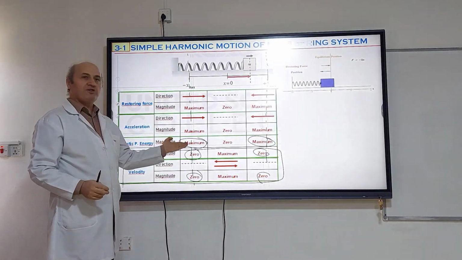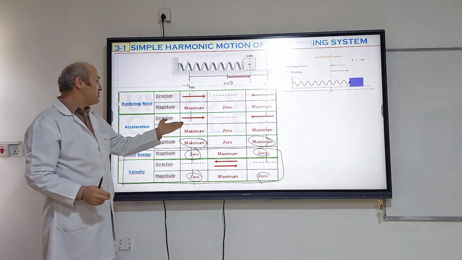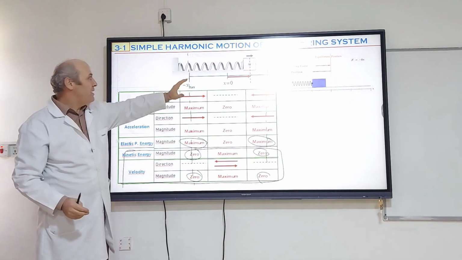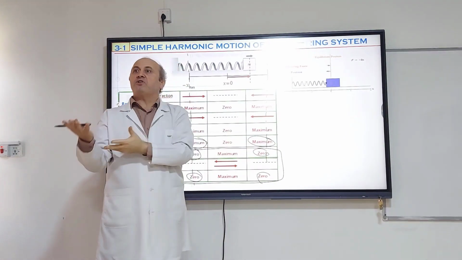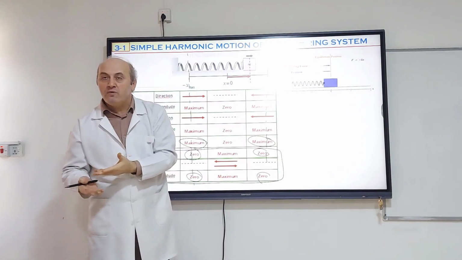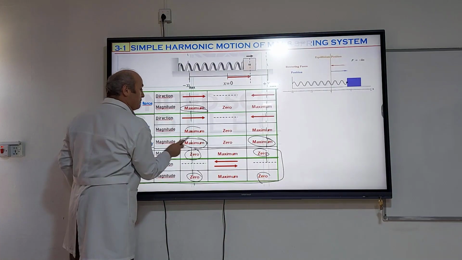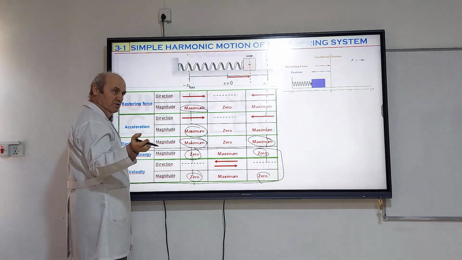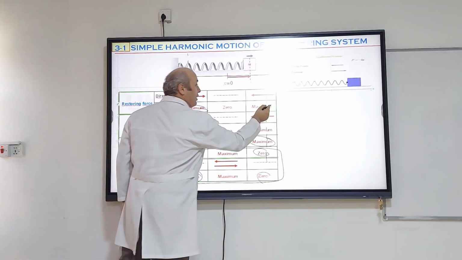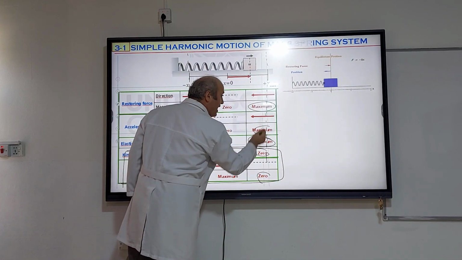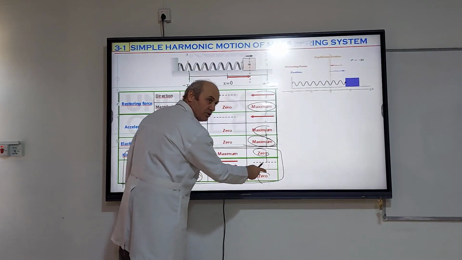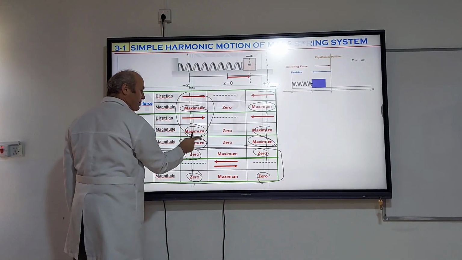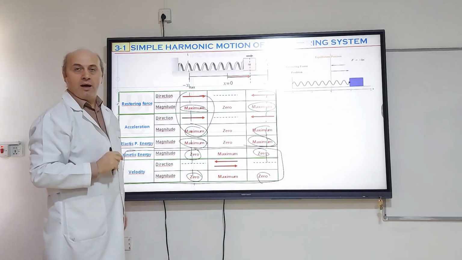The other three are the same family. The elastic potential energy is maximum, as restoring force is maximum, because x is maximum. Maximum compression, maximum stretch, x is maximum. Greater x means greater restoring force. Restoring force is maximum, and acceleration and restoring force are directly proportional, so acceleration is maximum. So the first three are maximum, the next two are zero.